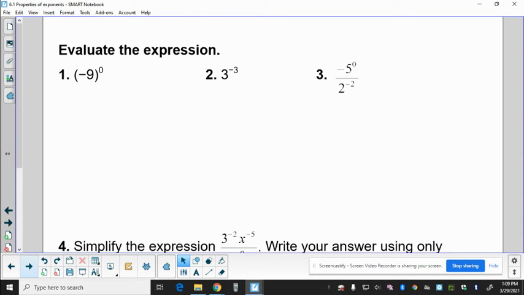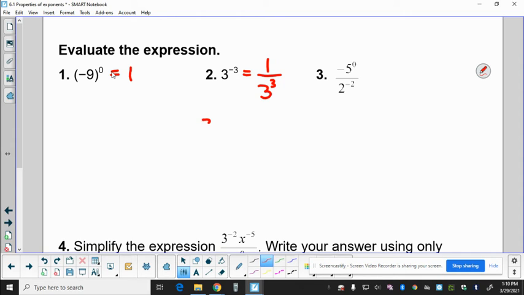All right, how about everybody tries 1, 2, and 3, and let's see what you come up with for your answers for these expressions with exponents. Okay, number 1. By definition, anything raised to the 0 power is 1. There's the answer. Number 2, this is a reciprocal.